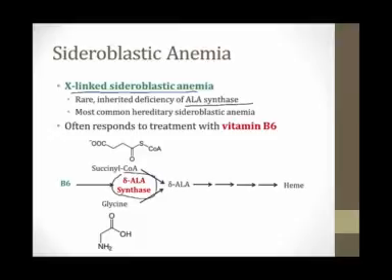An important thing to know about this, especially for Step 1 because it ties in with biochemistry, is that this condition often responds to treatment with vitamin B6. Vitamin B6 activates whatever ALA synthetase is available, and this can increase the production of heme and sometimes result in improvement of the anemia.